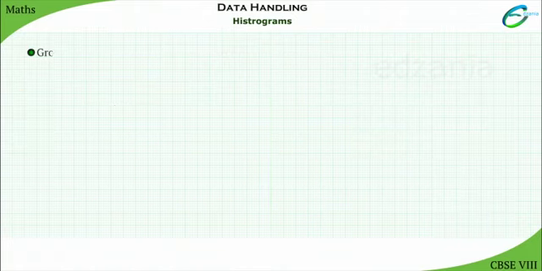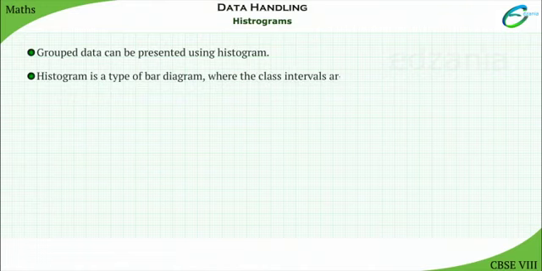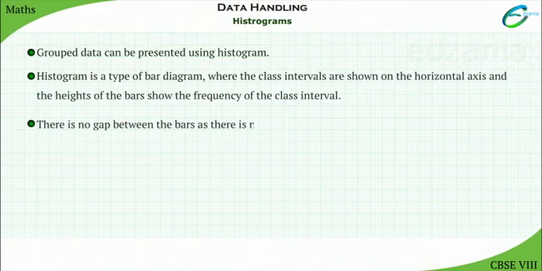Summary. Group data can be presented using a histogram. A histogram is a type of bar diagram where the class intervals are shown on the horizontal axis and the heights of the bars show the frequency of the class interval. There is no gap between the bars, as there is no gap between the class intervals of the histogram.